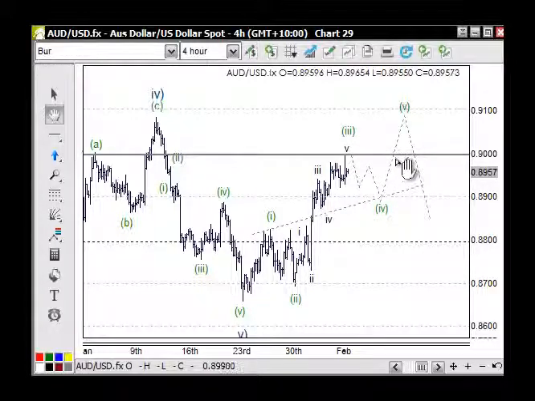resistance at 900, and then also at the 90 and 9 10, 20 and 30 as well. So not a lot happening here. We've got China trade figures coming out on Tuesday. That's the one that will give you a bit of volatility in that area there.